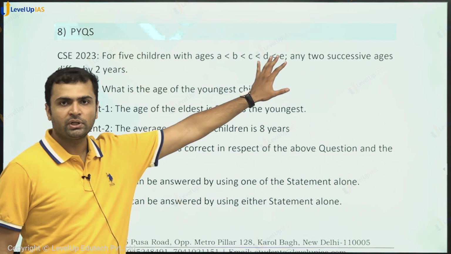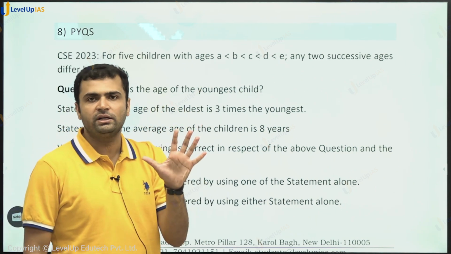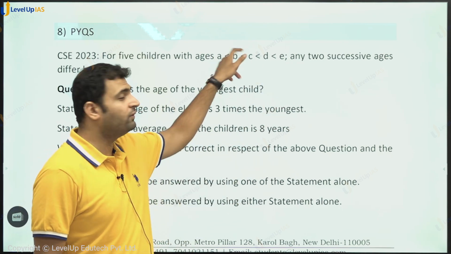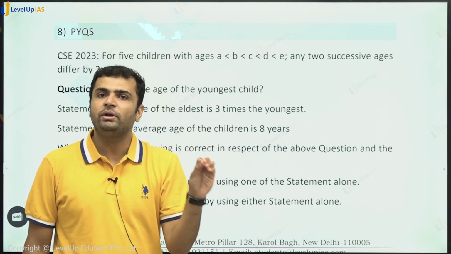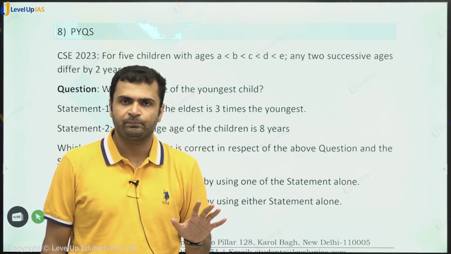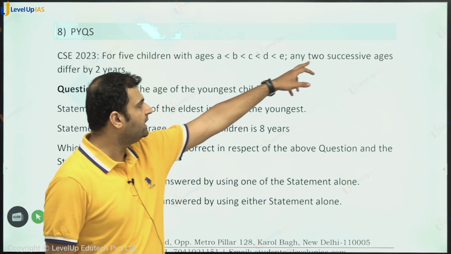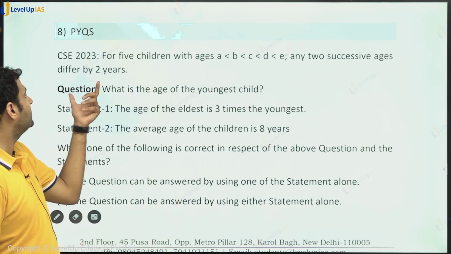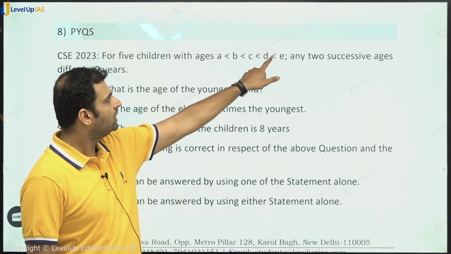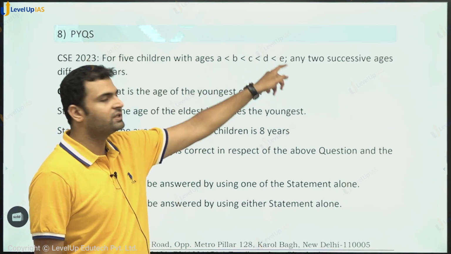5 log hai. There are 5 people, 5 children. So we have 5 unknowns, correct? Each one for their ages. So 5 unknown hai. How many equations we need to solve? 5 equations are needed. Fine. And they have said that any two successive ages differ by 2. Matlab b minus a is equal to 2, c minus b is equal to 2, d minus c is equal to 2, and e minus d is equal to 2.